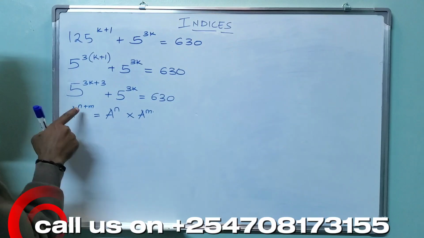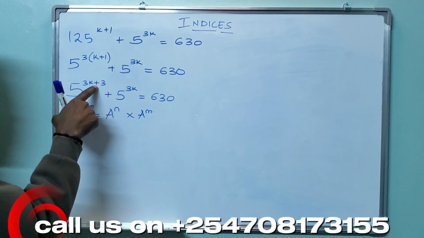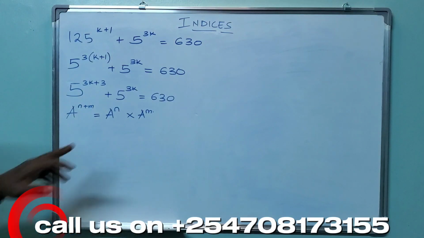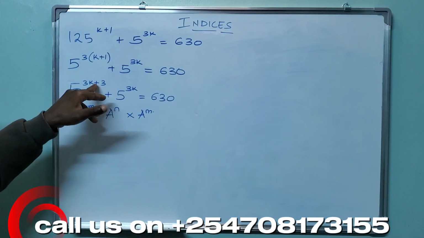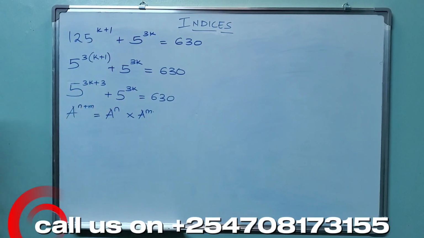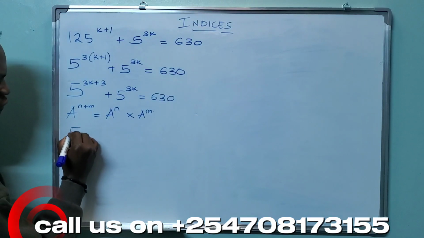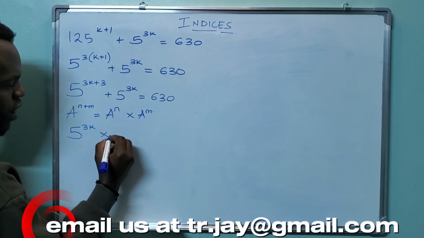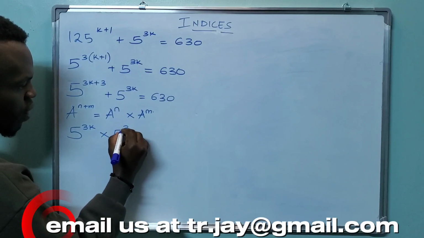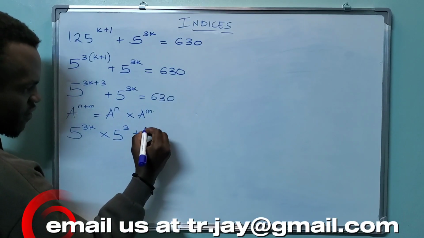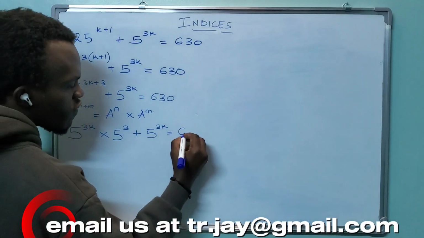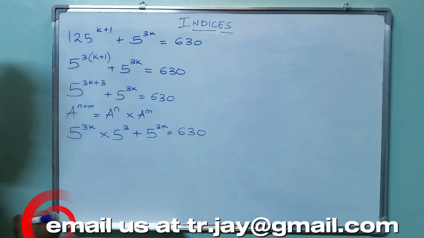This one is going to be equals to a raised to power n multiplied by a raised to power m. It doesn't have to be a plus and a multiplication. Sometimes when here it is a minus, you are going to separate them using a division. So we are using the multiplication because here it is an addition. So what I'm going to have here is 5 raised to power 3k multiplied by 5 raised to power 3, plus 5 raised to power 3k being equals to 630.